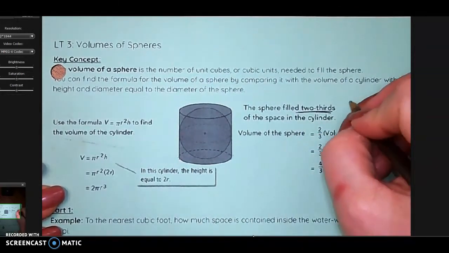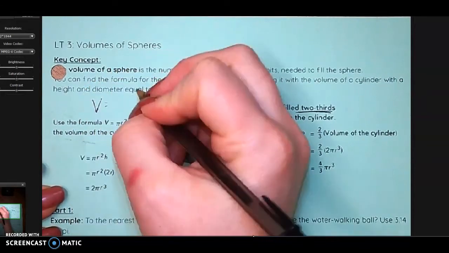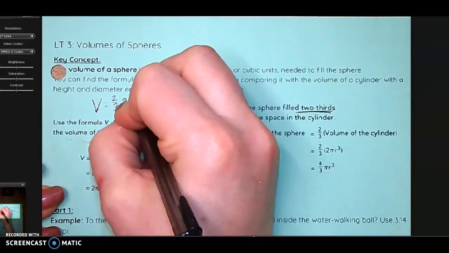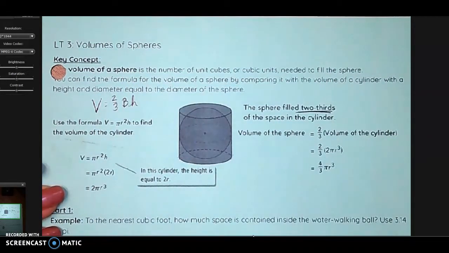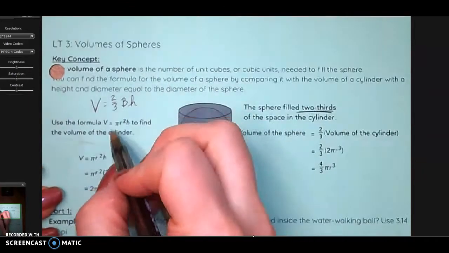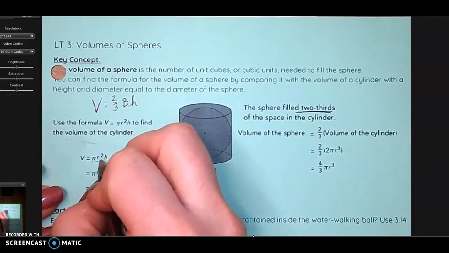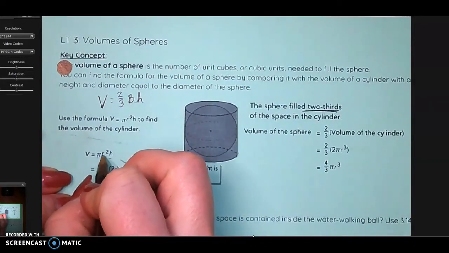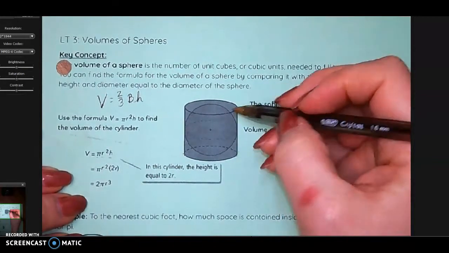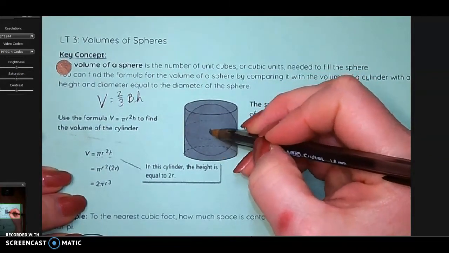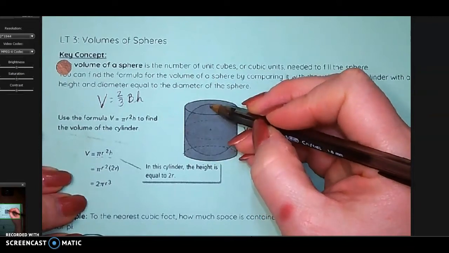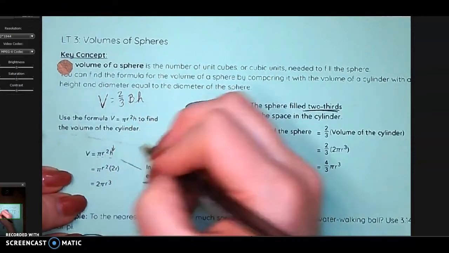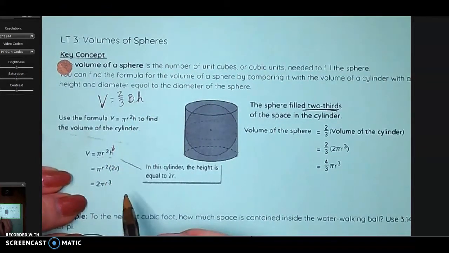So that means we would do 2/3 times what we would think of as the base area times the height. Now remember, when we find the base area, that is pi r squared times height. So the pi, the r, the squared is familiar to you. Now the height of our sphere in this case is 2 times the radius. So we can take out the height and put in 2 times the radius.